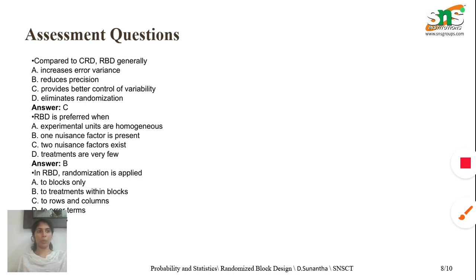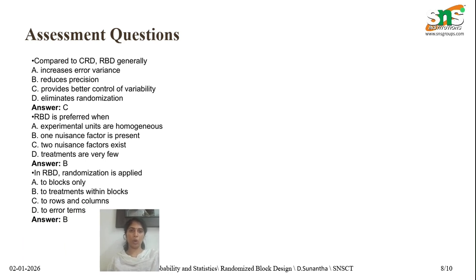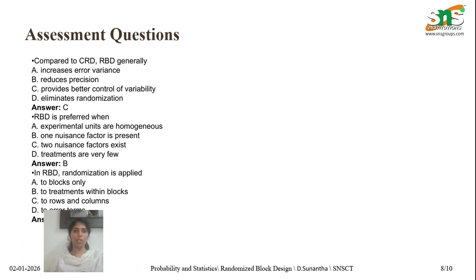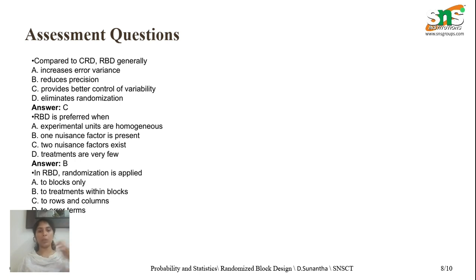So here are the assessment questions, in which we will be having 3 questions. Comparing CRD and RBD, which generally provides better control of variability? Next, RBD is preferred when: only one nuisance factor is present. Next, in RBD, randomization is applied to: the options are blocks only, treatments within blocks, rows and columns, or errors and treatments. So it is applied to treatments within the blocks.